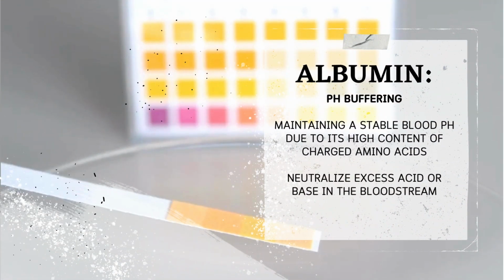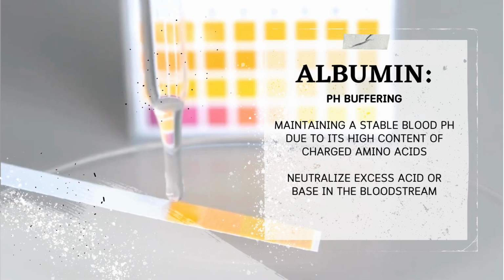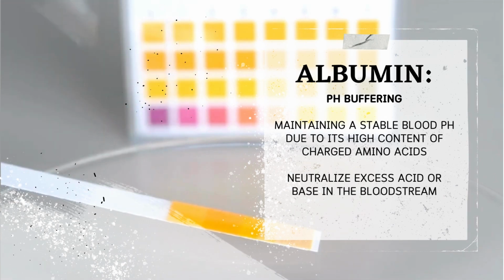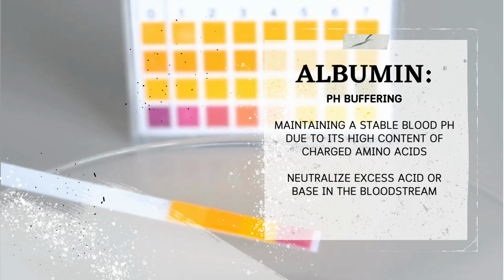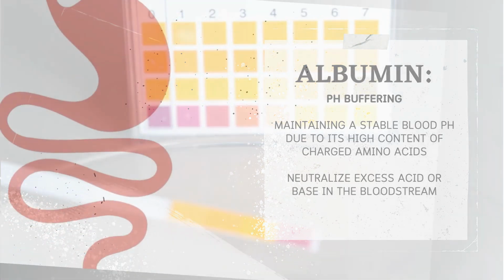pH buffering: albumin contributes to maintaining a stable blood pH, acidity/alkalinity, due to its high content of charged amino acids. These amino acids can act as a buffer, helping to neutralize excess acid or base in the bloodstream.